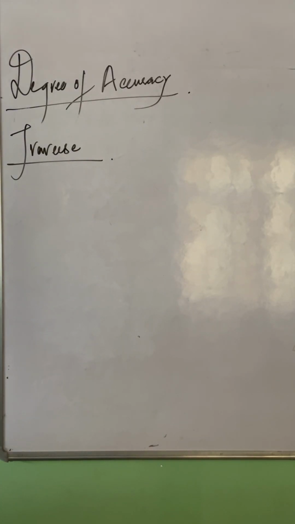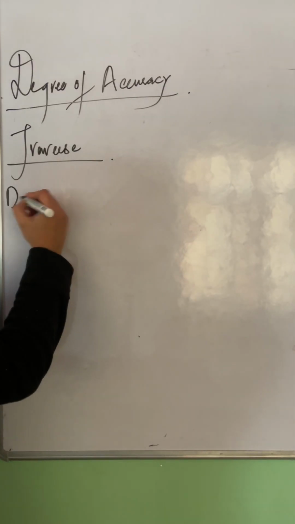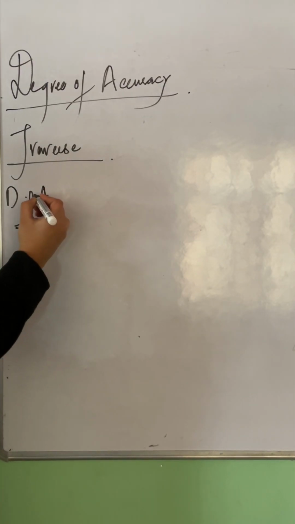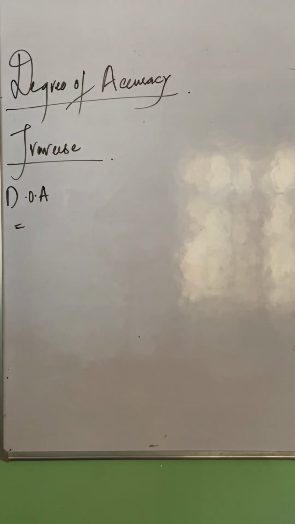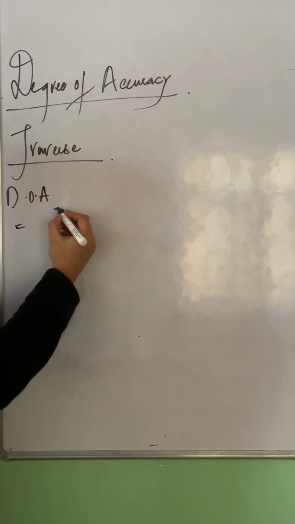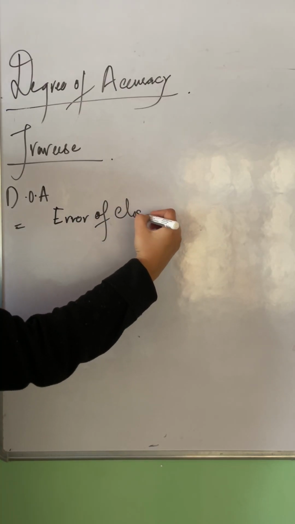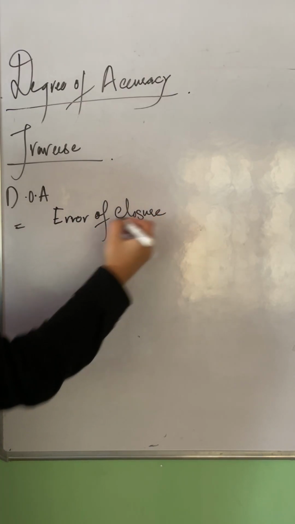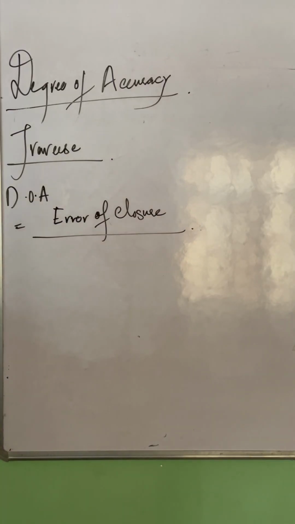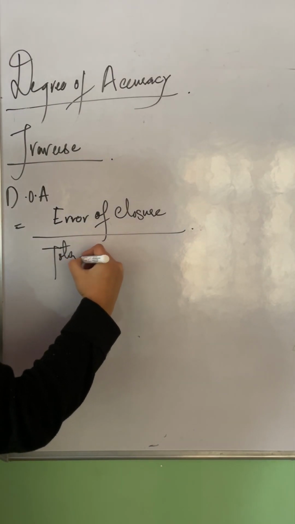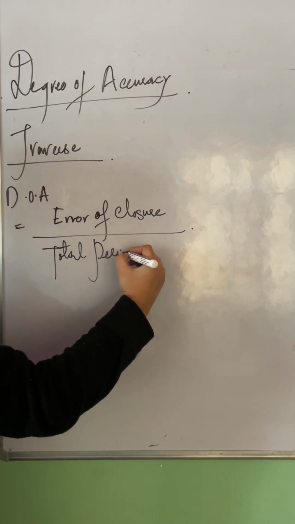All right, let's see what is the degree of accuracy for a traverse. The degree of accuracy of a traverse is usually expressed as a ratio of the error of closure to the perimeter of the traverse. Degree of accuracy in a traverse will be equal to the ratio between error of closure divided by the total perimeter of the traverse.